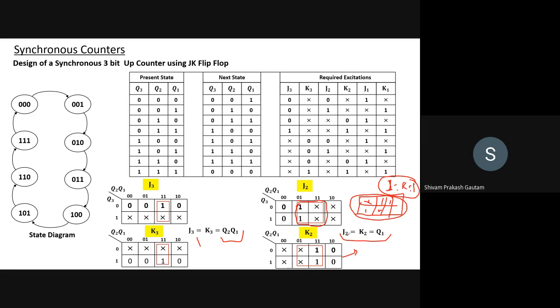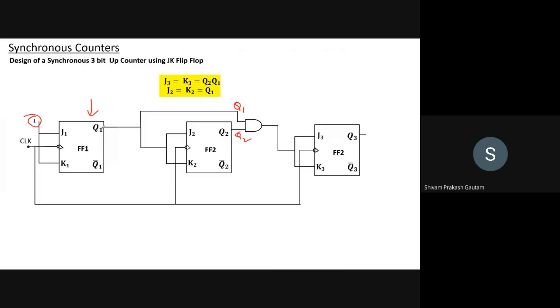And what was J2? J2 was the output of the first flip-flop. So you can see the output of the first flip-flop is flowing into J2 and K2. And the output of the first flip-flop multiplied with the second flip-flop is flowing to J3 and K3. And this is a negative edge trigger, you can provide a negative edge trigger. And this is how the whole synchronous 3-bit up counter will look. This circuit is clear or not? Just tell me. See by yourself.